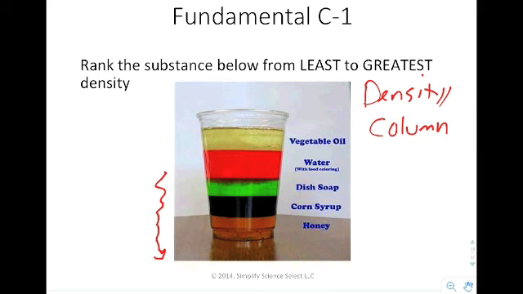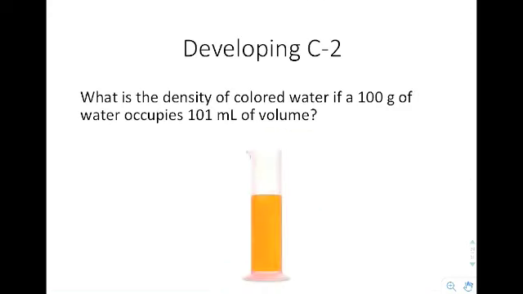So what you see here is we can clearly say that vegetable oil is going to be the least dense, and honey is going to be the most dense. So we can go in order. It goes vegetable oil, water, dish soap, corn syrup, honey, as far as the density from least to greatest based on where it separates out.